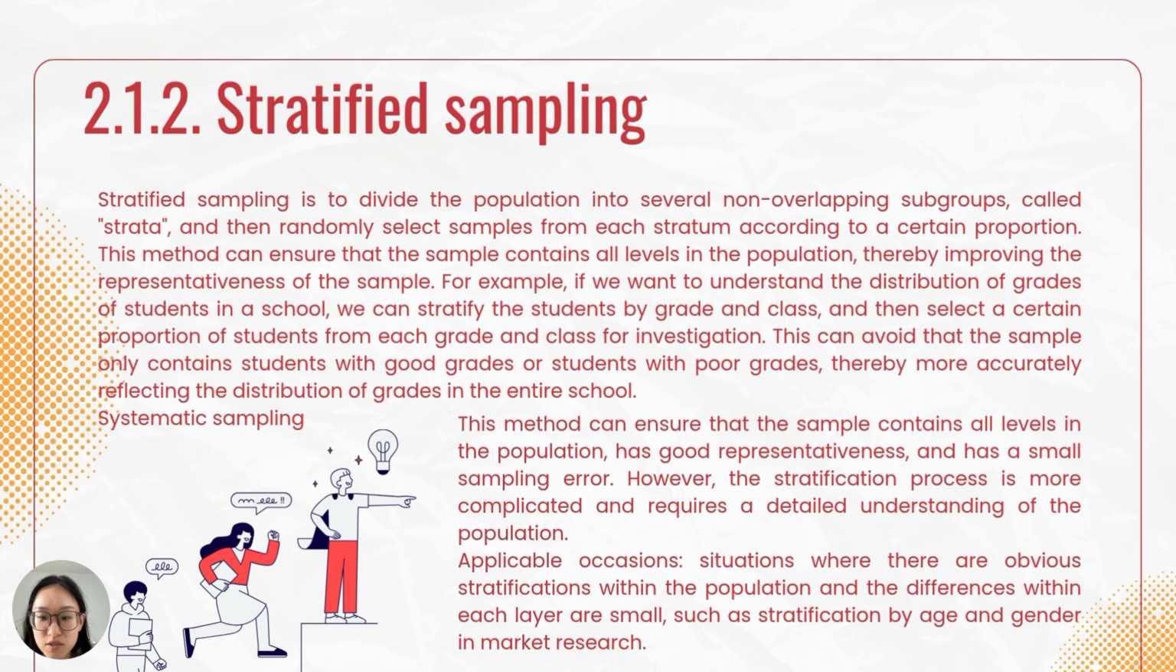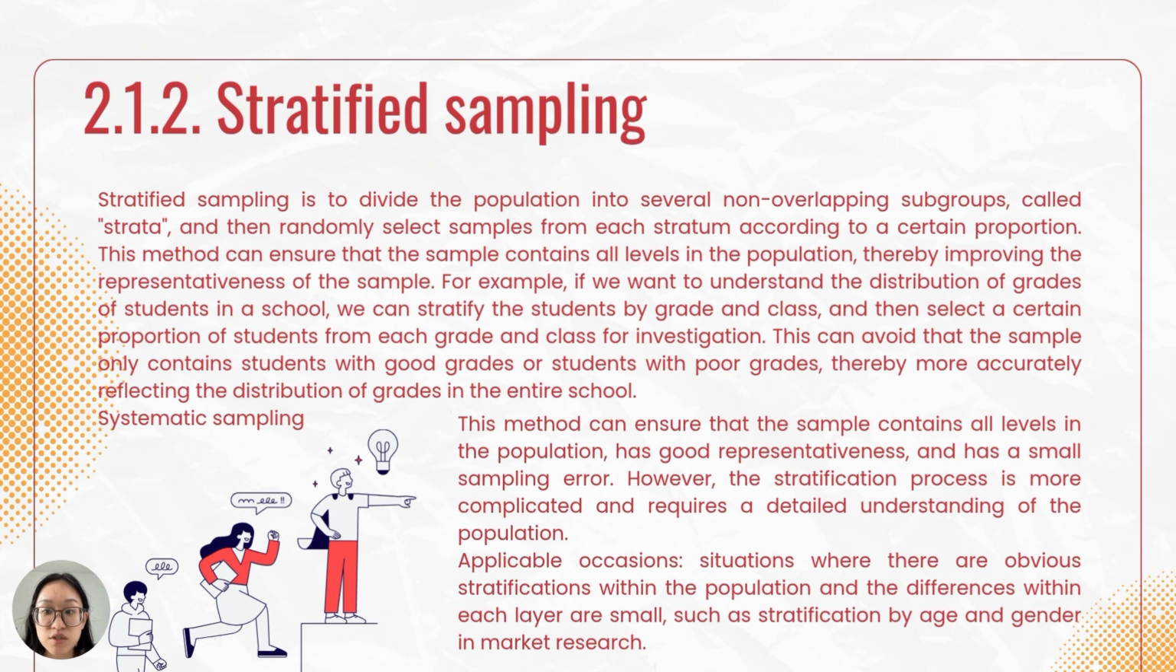And next one is stratified sampling. Stratified sampling is to divide the population into several non-overlapping subgroups or strata and then randomly select samples from each stratum according to a certain proportion. This method ensures that the sample can cover all levels in the population, thereby improving the representativeness of the sample.